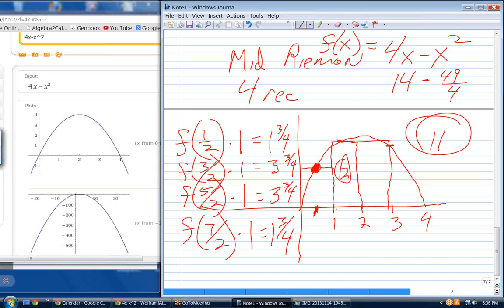But if we were doing right Riemann sums, let's just do one. My first rectangle would have to be bigger. It'd have to be up here. What's the height of that rectangle? That one's going to be f of 1. Your second one's going to be f of 2, the third one's going to be f of 3, and the fourth one's going to be f of 4. So depending on whether you're doing left, mid, or right, it depends on whether you use f of 0, f of 1/2, or f of 1 as the height of your first rectangle. Okay?